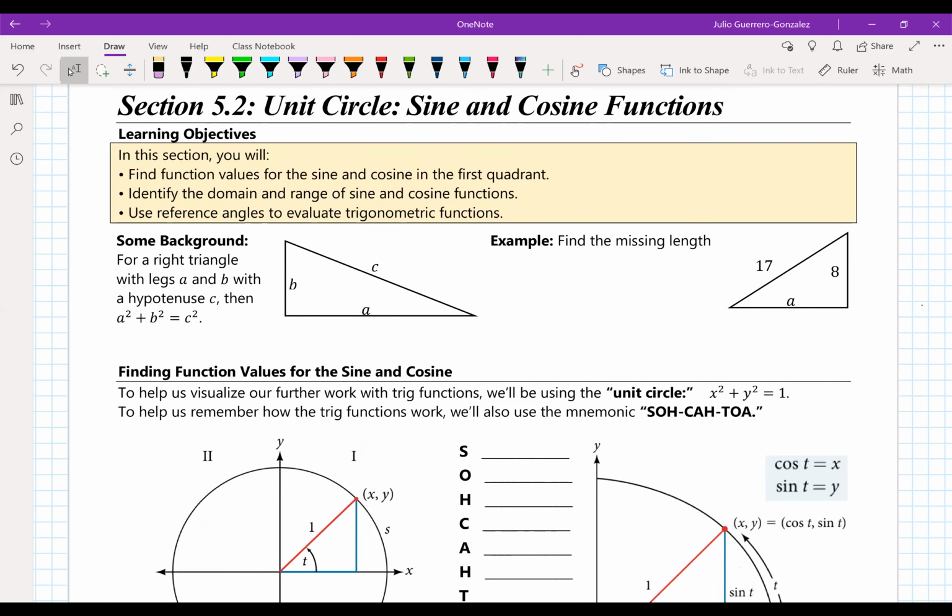Unit circle, sine, and cosine functions. So what this section is going to deal with is the definitions for sine and cosine. These are the biggest things that we will be using in trigonometry. They are what trigonometry sort of lives off of. But first, I want to cover some backbone stuff before we move on. The background that I want to get to is this theorem right here. Everybody should recognize this theorem.